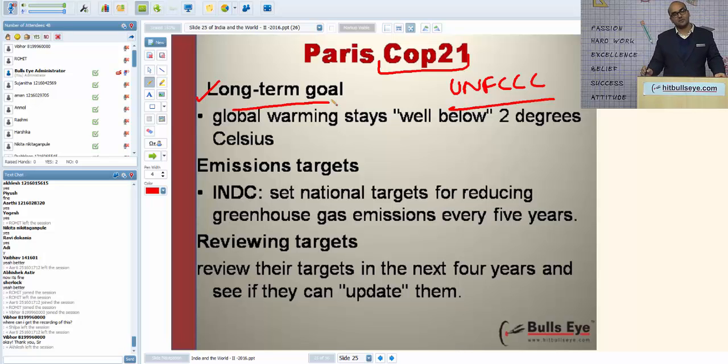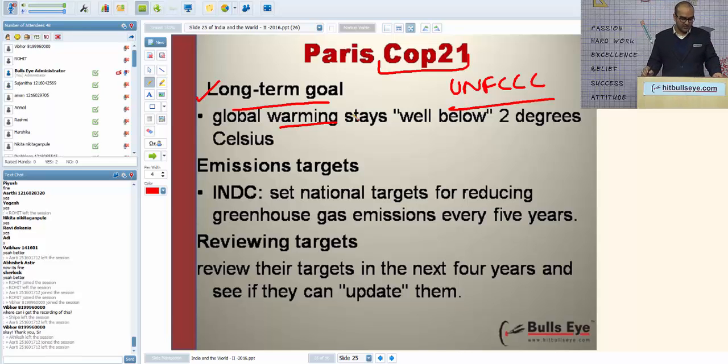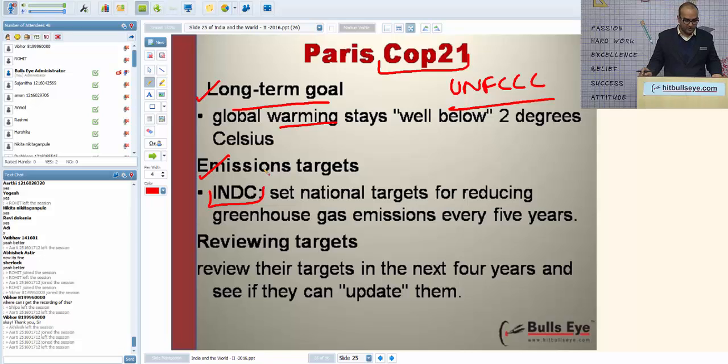Long-term goal, it was accepted again that global warming should stay below a 2 degrees Celsius rise in the global average temperature since the industrial revolution in Europe, right? Emission targets, again over here a dilution of the Kyoto Protocol is seen. INDC is intended nationally determined contributions, right?